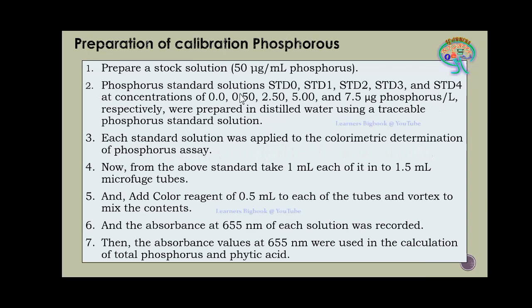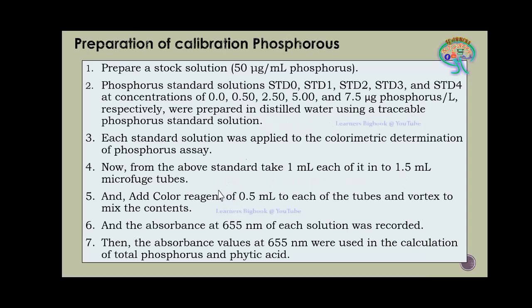After preparing them you can apply it for the colorimetric determination of this particular assay. In the sense, after preparing these standards, that is the working standards, you can collect 1 ml out of each of it and transfer it to 1.5 ml microfuge tubes. So each tube will be again labeled as blank, STD1, STD2, STD3, STD4, and it will be added with the color reagent. Here there is no addition of any buffers or distilled water or anything. Whatever preparation you are doing, it is done with the help of the distilled water itself.